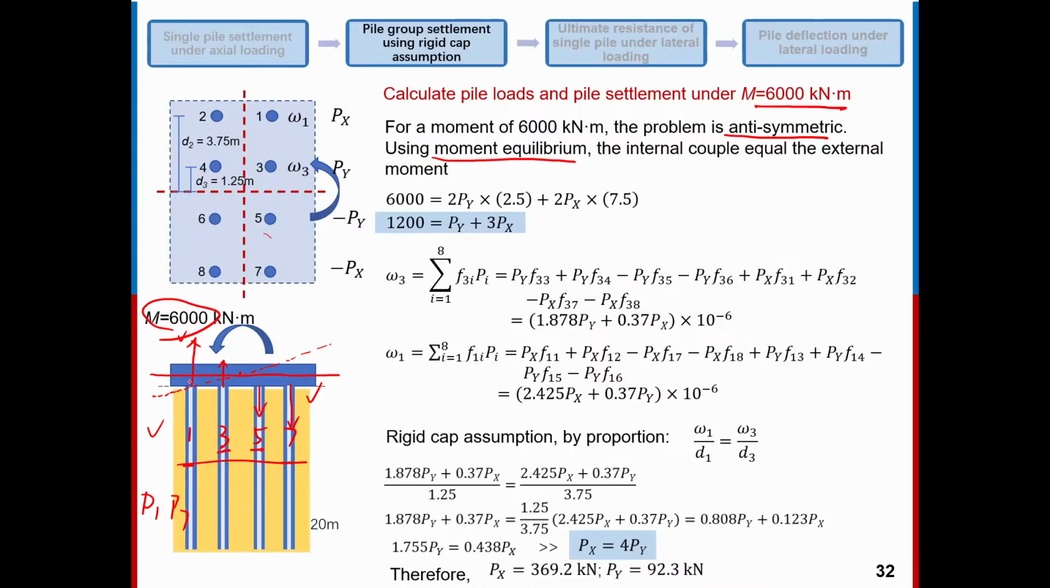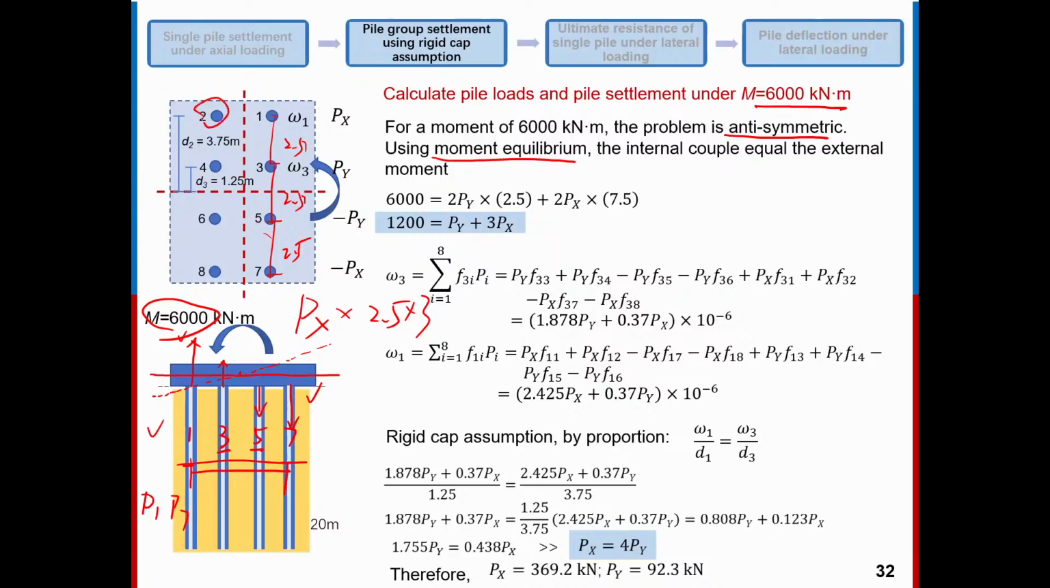The value for the force is equal to Px. And the moment is equal to the force multiplied by the distance between these two, right? The distance between these two is equal to 2.5 multiplied by 3, right? 2.5, 2.5, 2.5. So Px multiplied by 2.5 multiplied by 3, right? So this is this pair, pile 1 and pile 7.